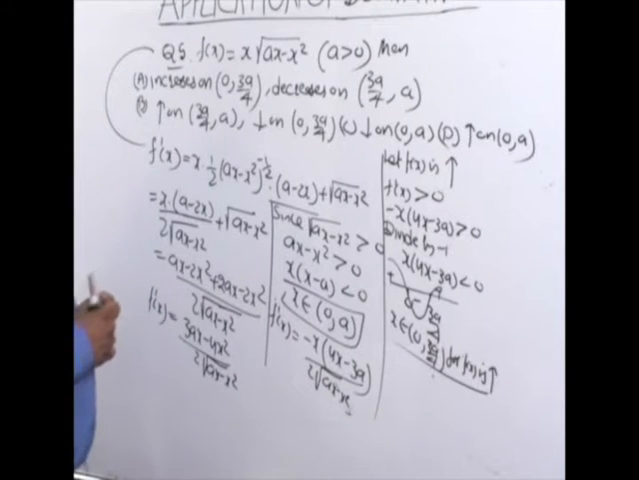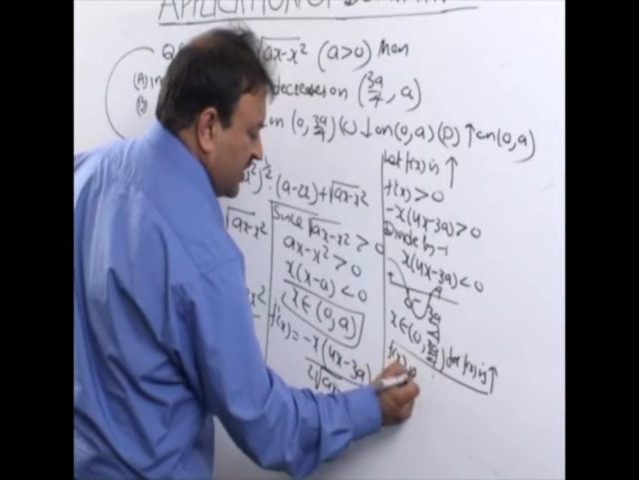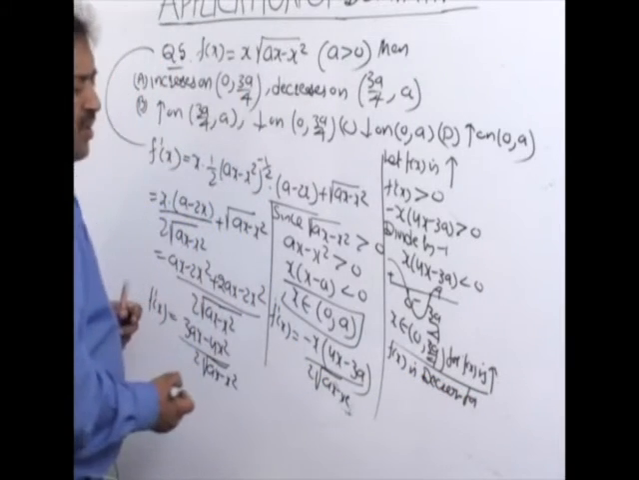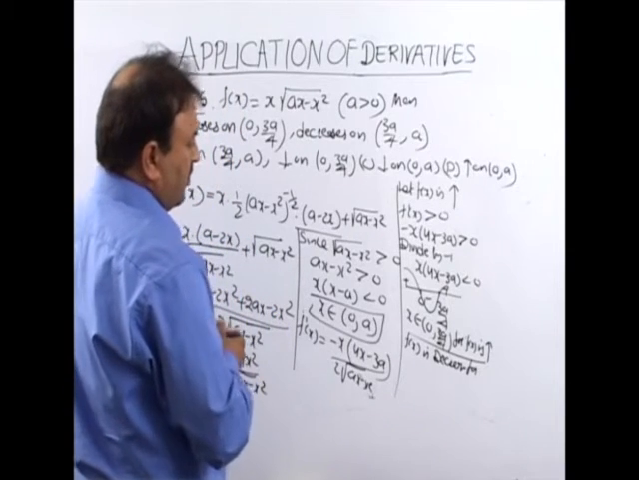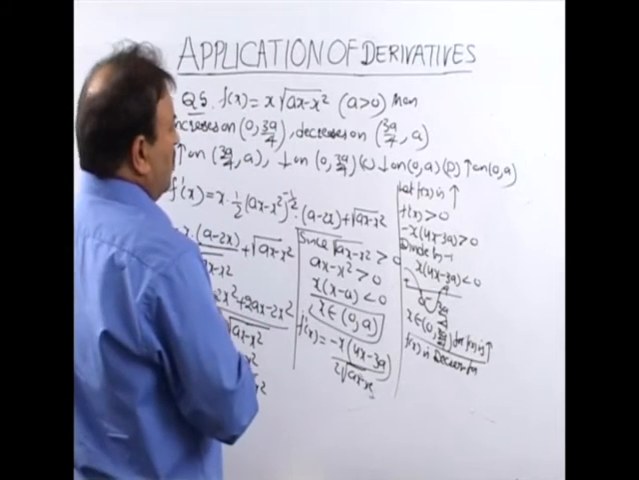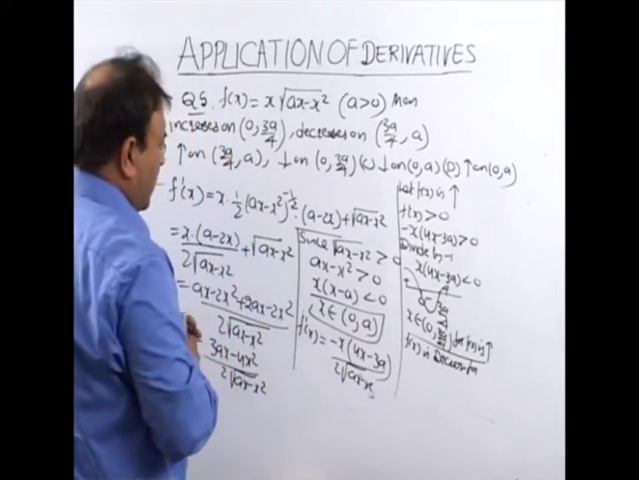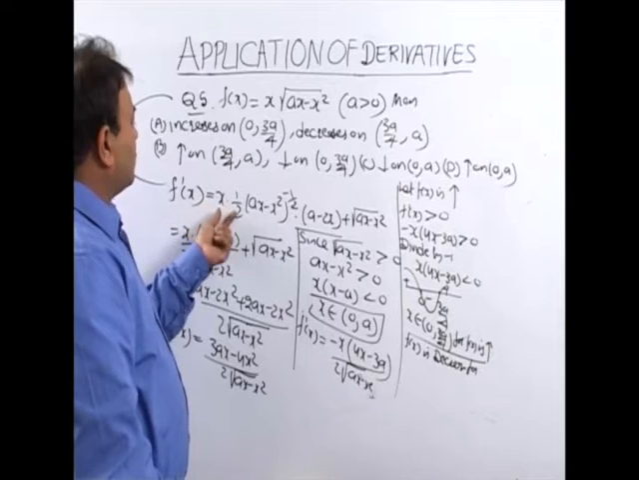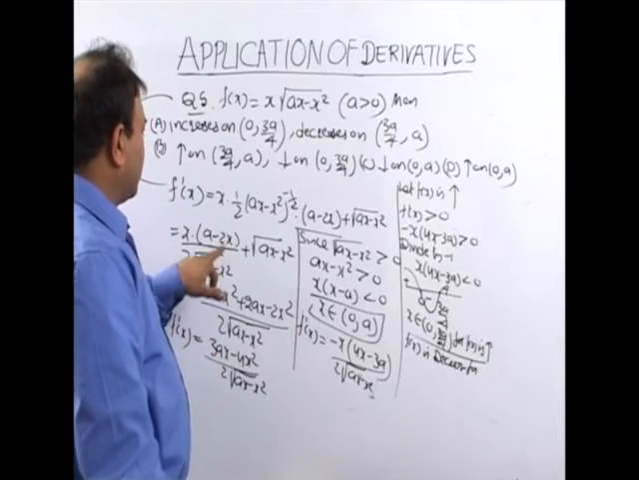F(x) is increasing for 0 to 3a by 4, and f(x) is decreasing for, sorry, यहाँ पे हमें चेक करना पड़ेगा. यहाँ पे हमने लिया था let f(x) is increasing. It comes out to be 0 to 3a by 4. हमने देखना किसमें डिक्रीज कर रहा है, किसमें इंक्रीज कर रहा है. I again check it out. मेरे को लग रहा है कोई गलती हुई है यहाँ पर. हमने f dash x लिया. It comes out to be x into half into ax minus x square into a minus 2x.